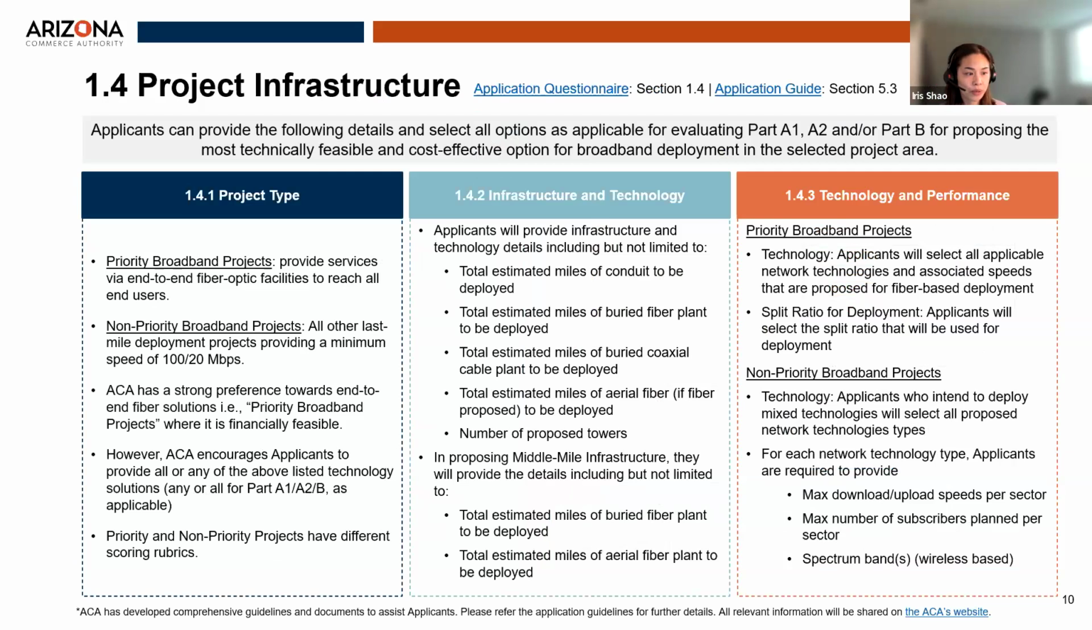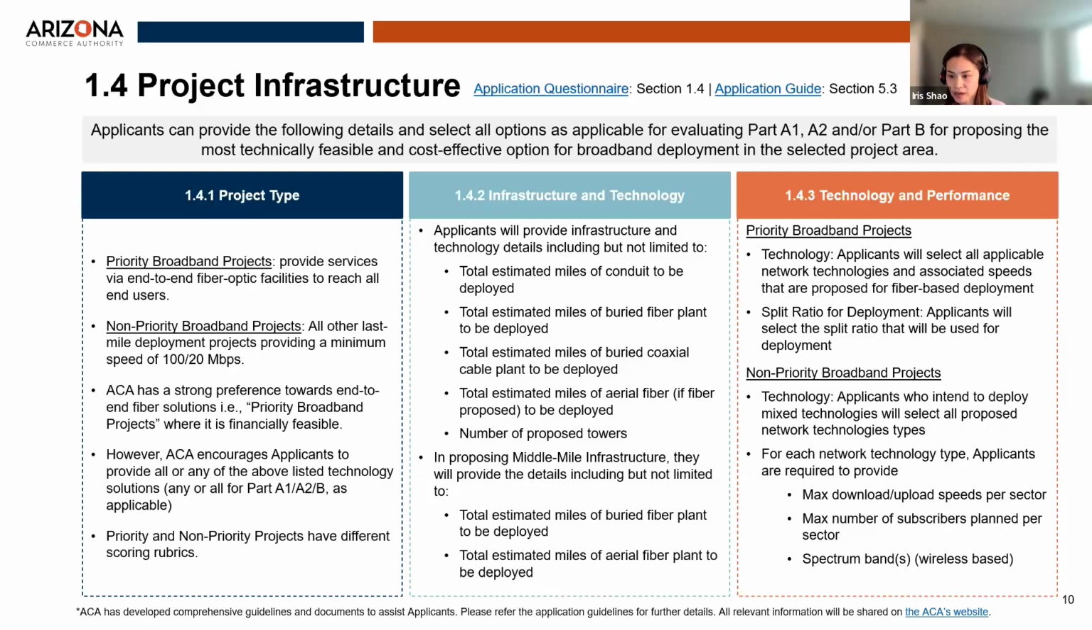So this is section 1.4, project infrastructure. For all the projects available, they are broken into priority and non-priority projects. Priority projects are defined as the ones that offer high quality broadband services that meet specific performance thresholds based on the BEAD NOFO. And the priority projects are also the ones that provide services via end-to-end fiber optic facilities to reach end users.